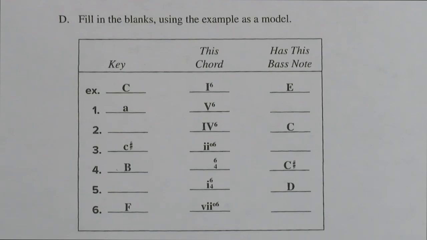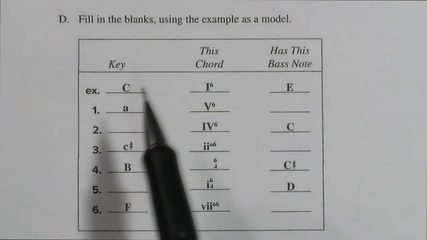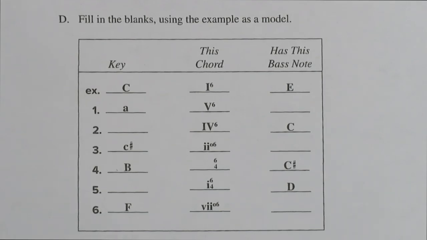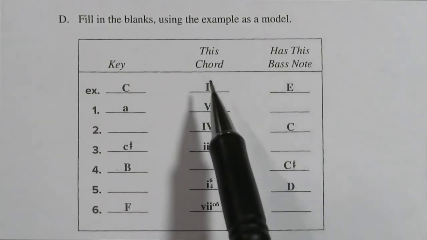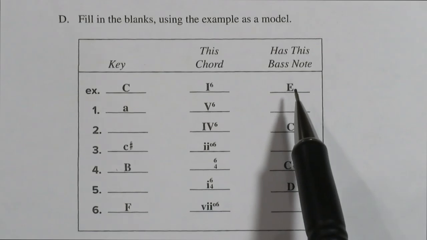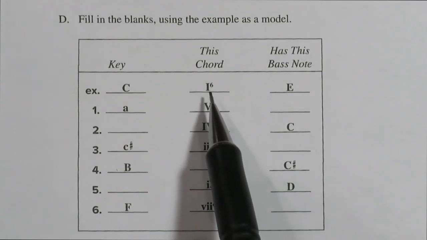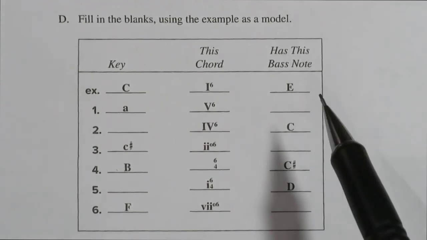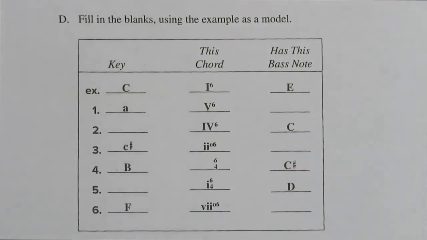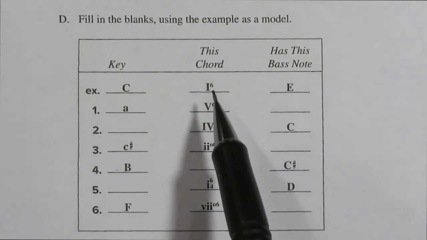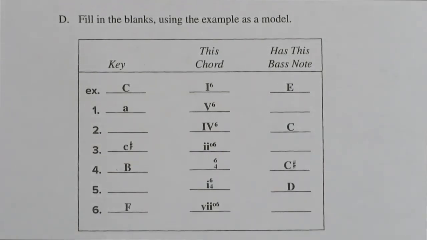Okay, so here we are in part D. We're to fill in the blanks using the example as a model. So we have a key, and then the chord, and then what bass note the chord has. So in the key of C, the one chord in first inversion has an E in the bass. All right, so the one chord in the key of C would be C, E, G. So in first inversion, it'd be E, G, C.